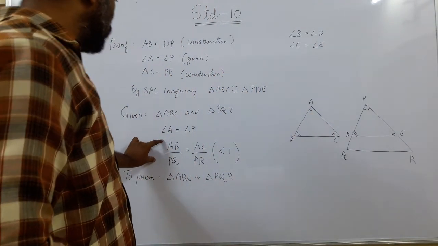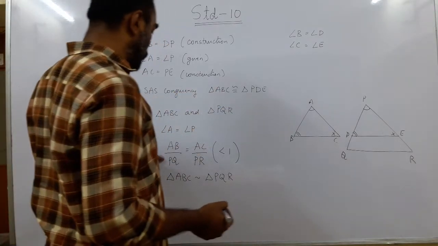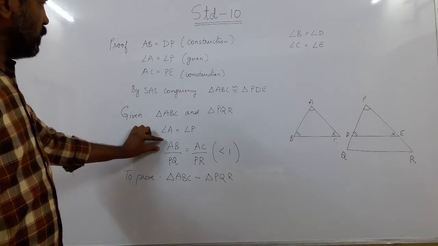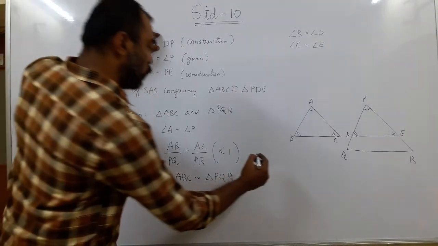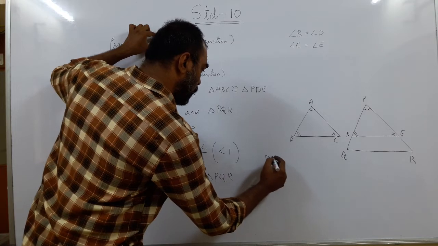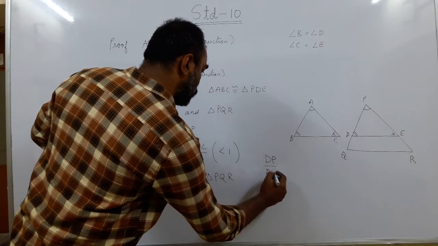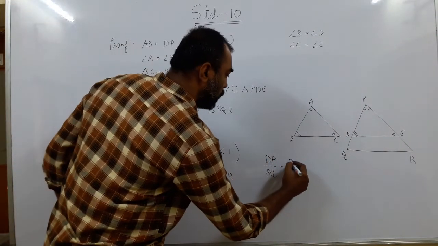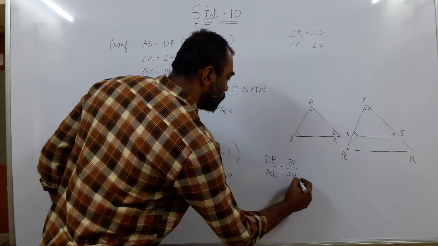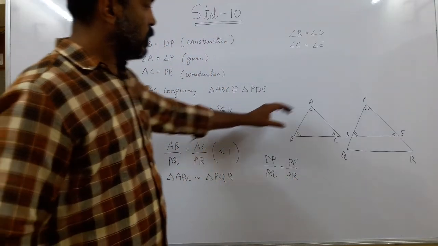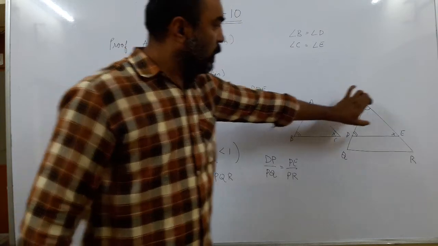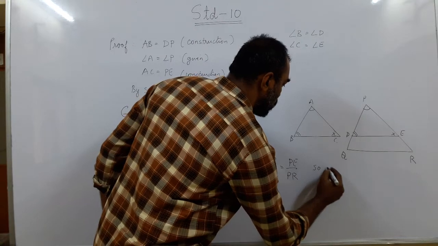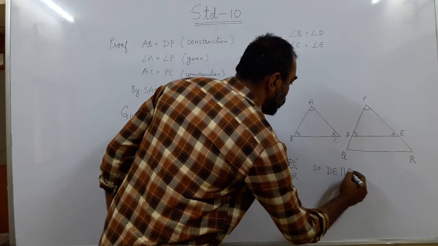Now what is also given to us? Given that AB upon PQ equals AC upon PR. But what you can see here, AB is equal to DP. So from here we get DP upon PQ equal to AC upon PR, and AC is equal to PE, so PE upon PR. What do you observe? DP upon PQ equals PE upon PR. So DE is parallel to QR.